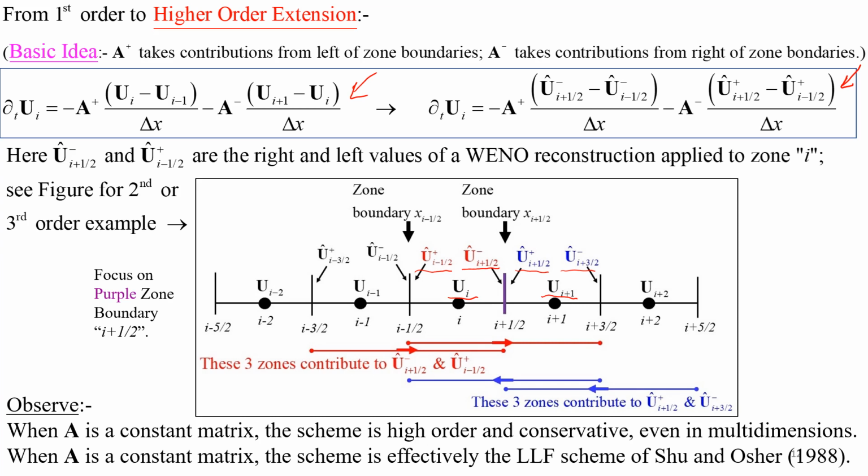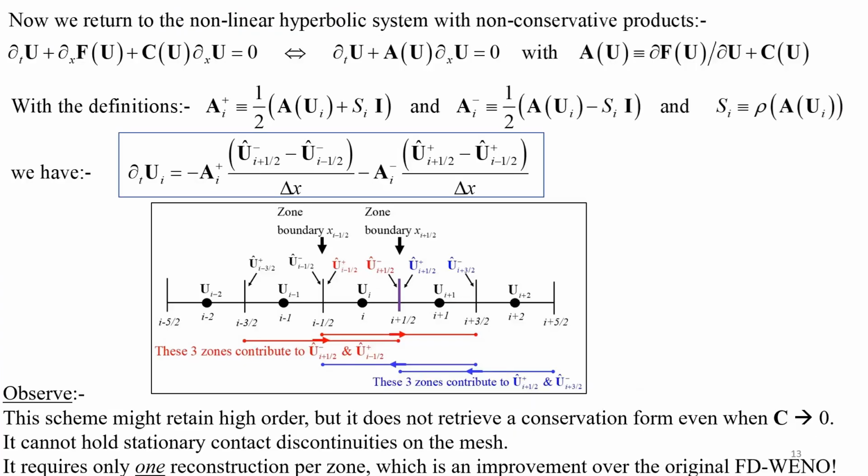And when A is a constant matrix, the scheme is effectively the LLF scheme from Shu and Osher. So we have our moorings in the sense that we have now a seemingly non-conservative scheme. Of course, it is conservative because A is a constant matrix, but we have a seemingly non-conservative scheme which is actually cast so that it is effectively equivalent to the LLF scheme from Shu and Osher 1988. So we have our moorings in place, and now we're going to build on.